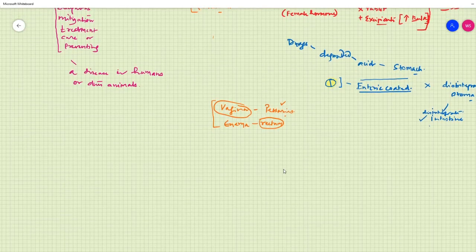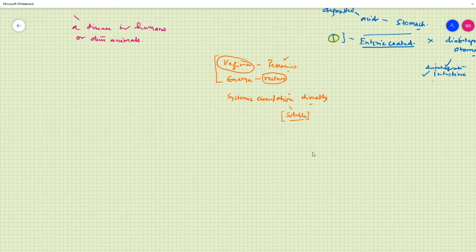Then some drugs, if you formulate them into an injection, you can give them intravenously into the systemic circulation directly. So if you want to inject something directly into the blood, you have to formulate it as a soluble dosage form, or with a very, very small particle size, so it can be injected intravenously into the systemic circulation directly. If it is not a homogeneous mixture, the particle size should be very small. But that is a dosage form.